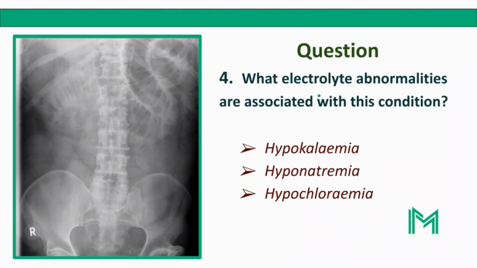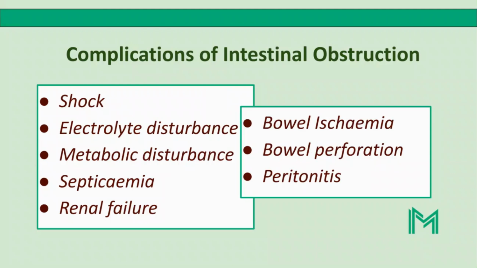Okay. Now, what electrolyte abnormalities are associated with this condition? So usually you can have hypokalemia, hyponatremia, and hypochloremia because of the intestinal secretions. The intestinal secretions are usually rich in potassium, sodium, and chloride. But because this is pooling and because of the vomiting, a lot of it is lost. Okay, and you can have these electrolyte abnormalities.